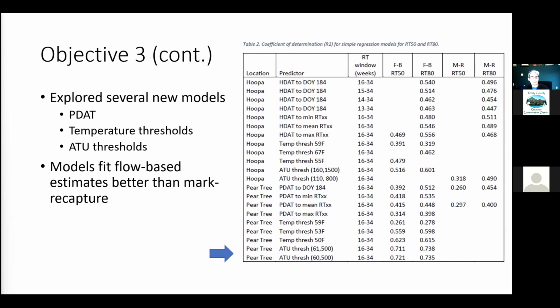So they explored several other new models. We used PDAT, which is the Pear Tree version of HDAT, some temperature thresholds, and then accumulated temperature unit thresholds. And some of these models fit the flow-based estimates better, or they almost all fit the flow-based estimates better than the mark recapture. You can see the one with the arrow down at the bottom is the Pear Tree accumulated thermal unit thresholds, which seem to fit the data the best over the longer time series.